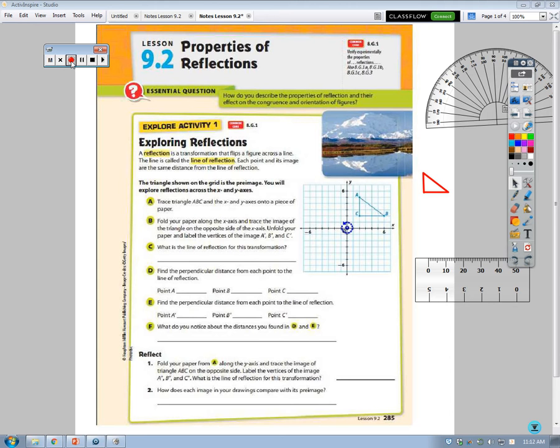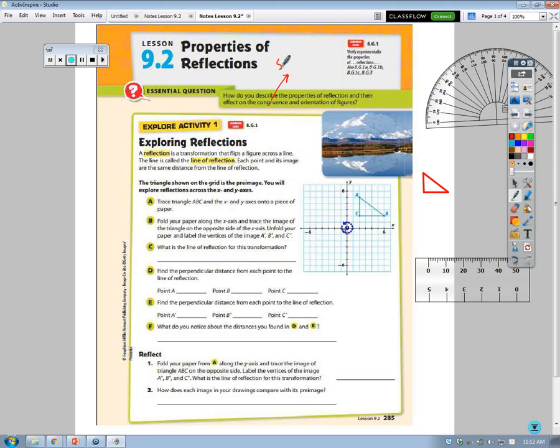The way that I do this today, because I'm working on Promethean, is going to look a little bit different than the way you might do this on paper, but the process is the same. All right, so let's go ahead and take a look at our essential question. How do you describe the properties of reflections and their effects on congruence and orientation? And remember, congruence means what?